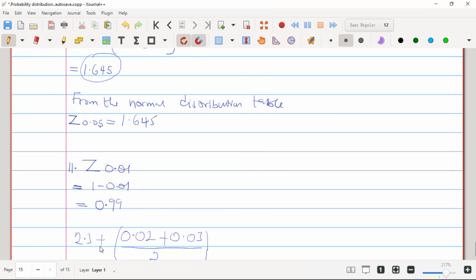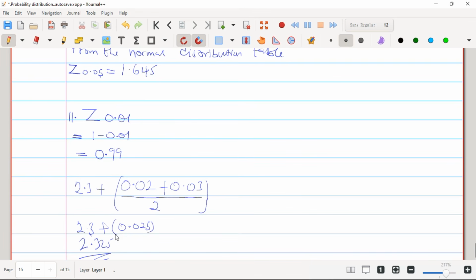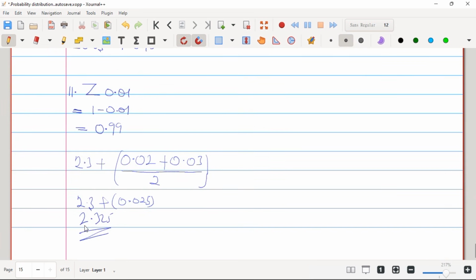So we'll be getting 2.3 plus 0.02 plus 0.03 divided by 2, right? And then we are going to get 2.3 plus 0.025. Just add it together and we are getting 2.325, right?